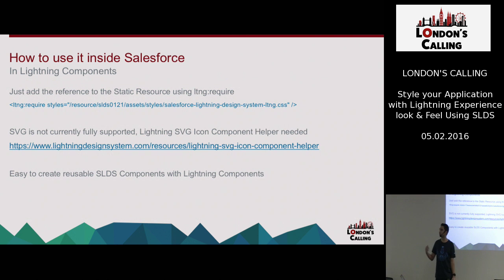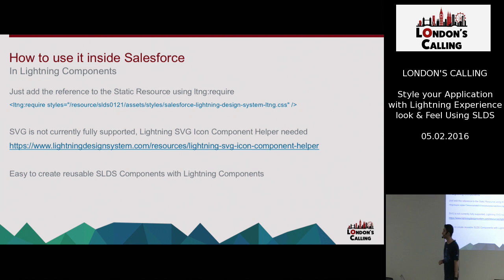So what if you want to use it inside Lightning components? Well, that's not really more complicated. You also use ltng:require to insert your static resource. It's not exactly the same tag, but the idea is the same. You just need to import the CSS framework. One thing to note currently is that the SVG, so the icon, is not fully supported in Lightning components, so you need to create a little specific component for it. It's a detail on the documentation site, but I guess it will be fixed in one of the future releases.